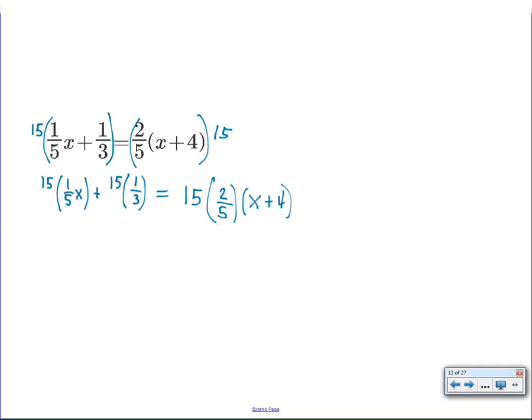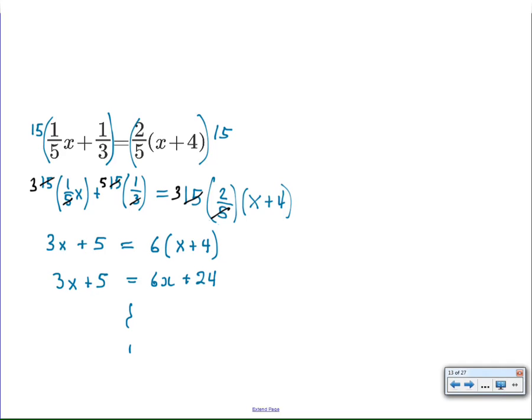So first, though, I'm going to look at the 5 divided into 15 3 times, and 3 into 15 5 times, and 5 into 15 3 times. Then I do 3 times 1x is 3x, 5 times 1 is 5, 3 times 2 is 6, and notice I have yet to distribute into the x plus 4. I just took care of 15 times 2/5. 2/5 out of 15 is 6. Then I distribute the 6, and this becomes an elementary equation to solve. It should be pretty straightforward from this point forward.